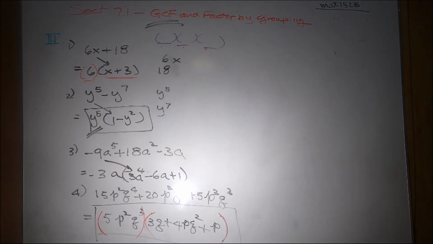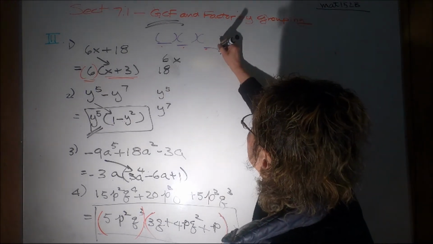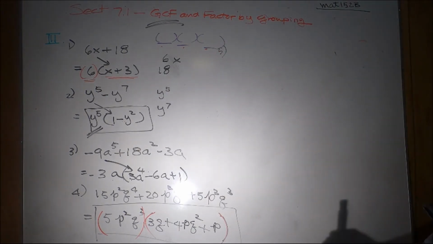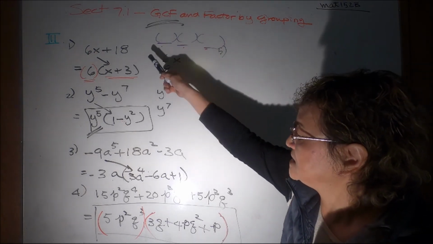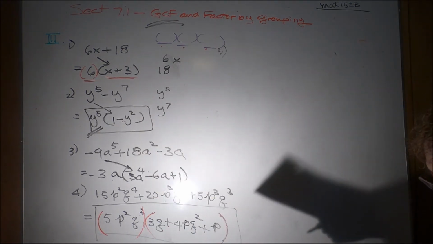So what are we doing? The thing we are doing is called factoring by GCF. You take the GCF out first.